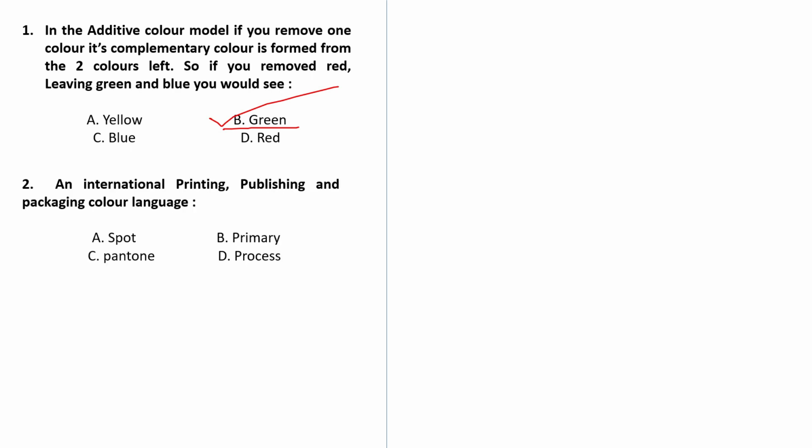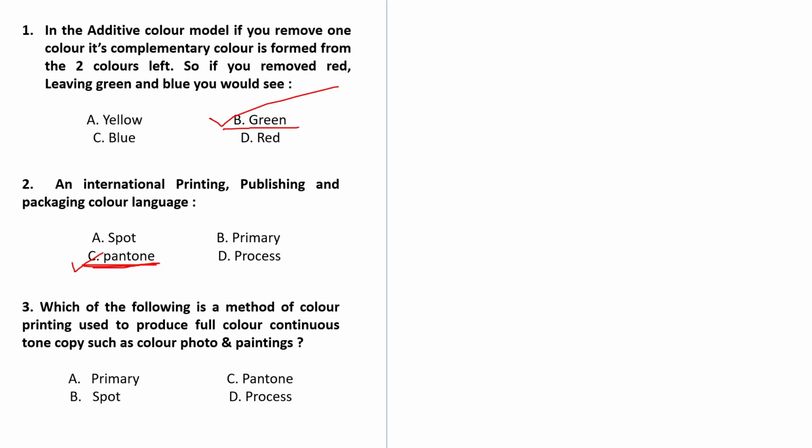Second, an international printing, publishing and packaging color language is Pantone. You might have heard this word, right? Every year Pantone releases one particular color, which is the color of the year. Okay, keep this in mind also.